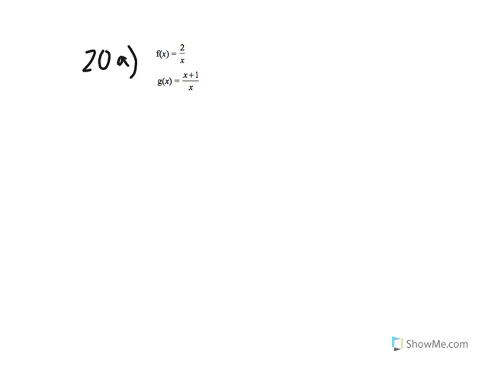Alright, question 20, I've given you two functions, f of x and g of x. For 20a, they're asking which value of x cannot be included in the domain of f or g. First of all, look at both the functions. They're both fractions. Now, what numbers can be included? Negative numbers can be included and positive numbers can be included. If you think about it, the only number that can't be included is 0.